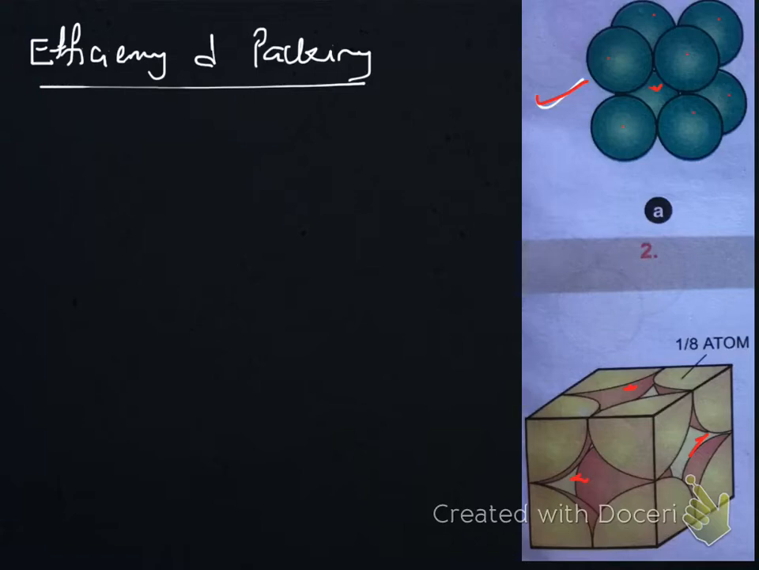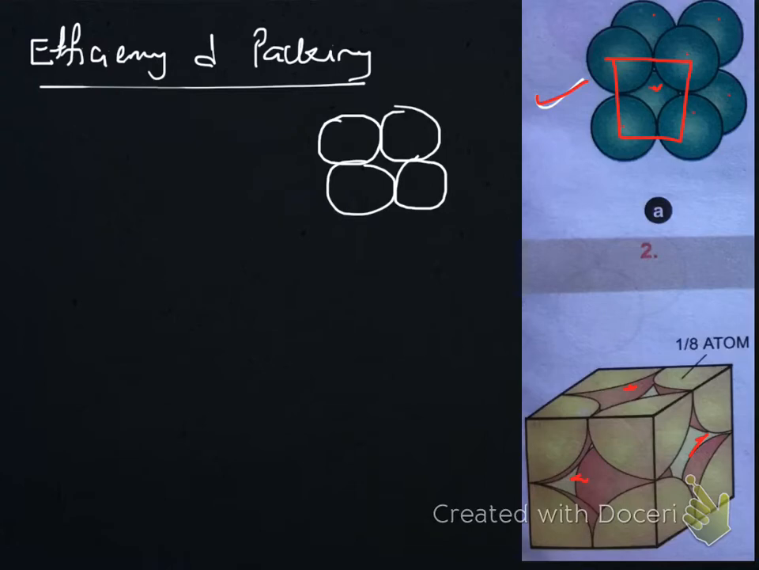Then there is a question: what is the actual efficiency of packing in simple cubic system? For calculating it, first you have to draw the front face of the simple cubic system. Front face is like this. Front face is simply 4 spheres touching each other. This is the front face view of the simple cubic system. This is one face of the cube, front face of the cube.